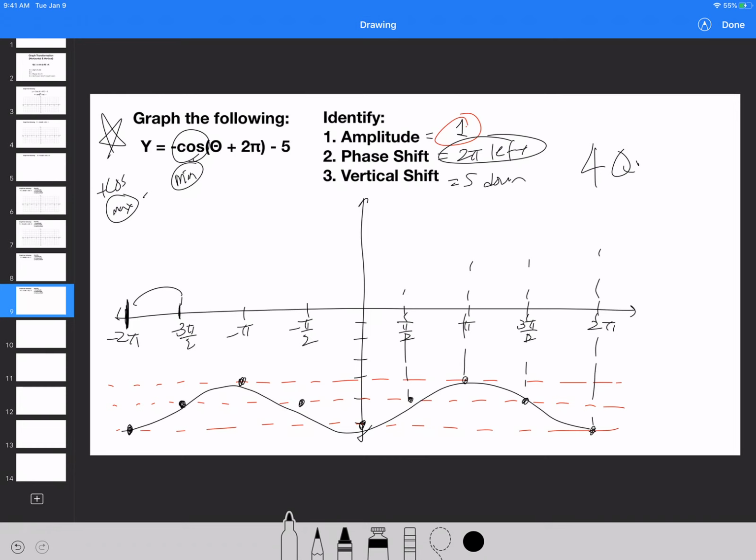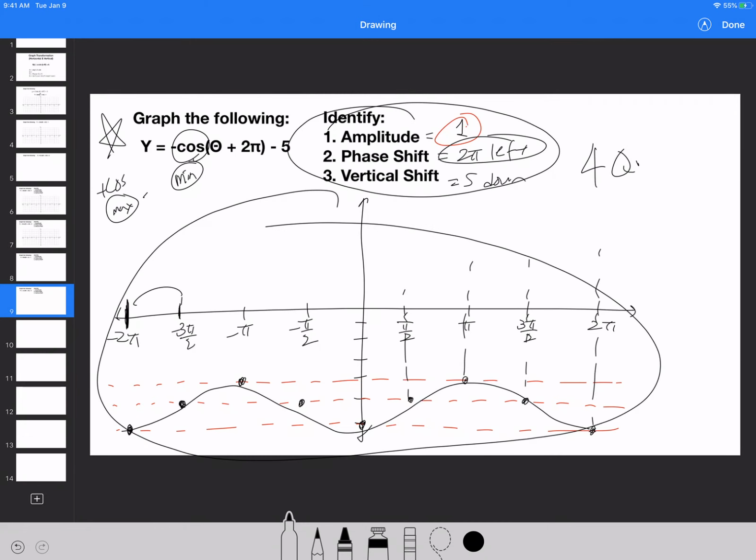Make sure you label all of the identification part, where it's amplitude, phase shift, and vertical shift, and then also the graphing portion as well. Make sure you have that for me.